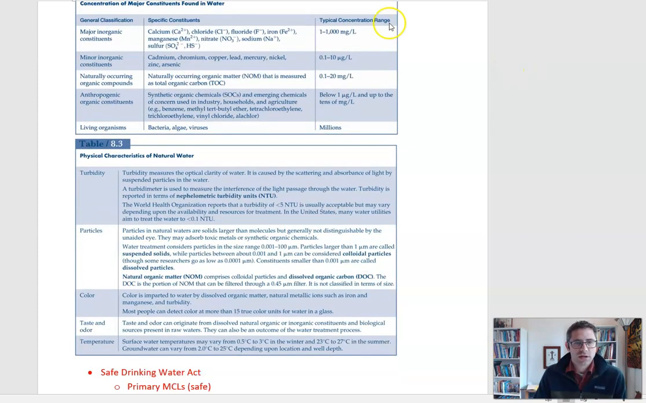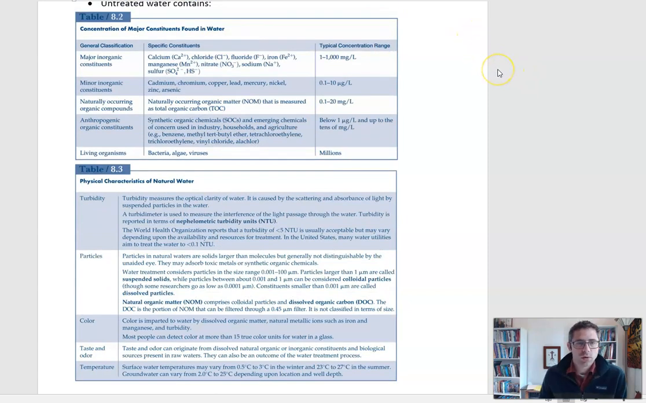Untreated water, these are some tables from your book and what untreated water contains. So you've got major inorganic constituents. These are typically things that we consider like maybe salts or major ions, typically present in the crust of the earth. So in rocks and minerals, calcium, chloride, fluoride, iron, manganese, nitrate, sodium, sulfur, large concentrations of these. You've also got minor inorganic constituents like trace metals, typically present at 3, 4, 5 orders of magnitude less than that, but still very relevant for things like toxicity.